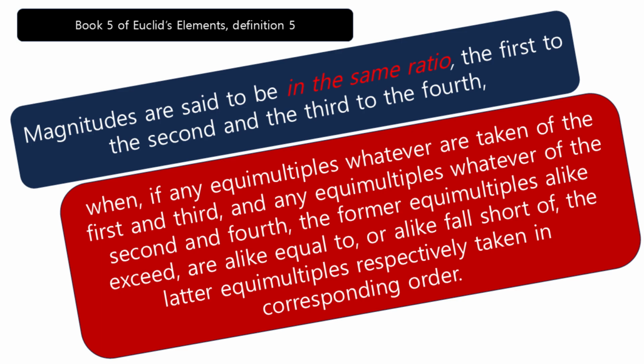Given four magnitudes, the statement that the ratio of the first to the second is equal to the ratio of the third to the fourth means that, if we multiply the first and third by the same number and take their multiples, and multiply the second and fourth by another number and take their multiples, then the multiples of the first and third will be greater than, equal to, or less than the multiples of the second and fourth simultaneously.